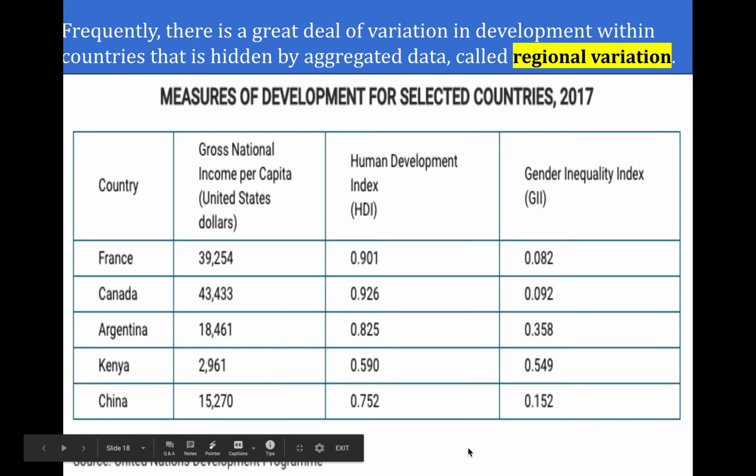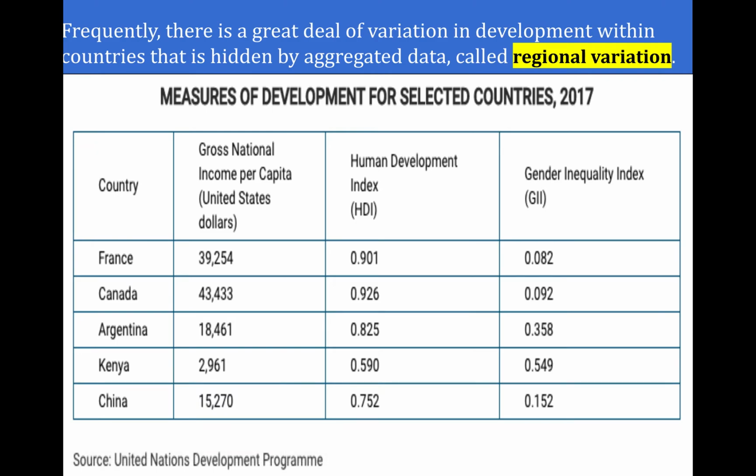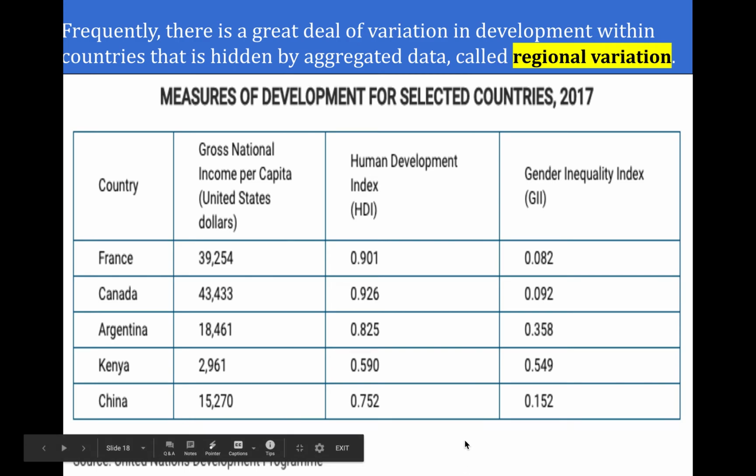All right, and here we're looking at the great deal of variation in development within a country. It's hidden by aggregated data, so we cannot see the regional variation within any of these countries, so that's a weakness of HDI. But we can definitely see that there is a discrepancy between their HDI score and their gender inequality index. So in other words, a country could be very highly developed, and yet the equality for women is lower than the development of the country, as we can see for France. And also Argentina, a huge gap.